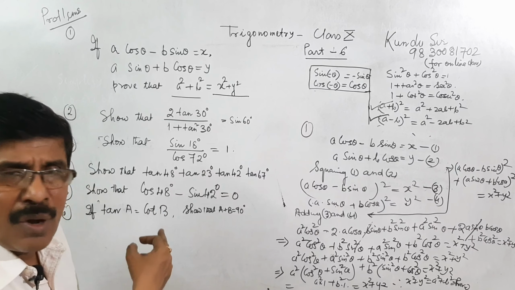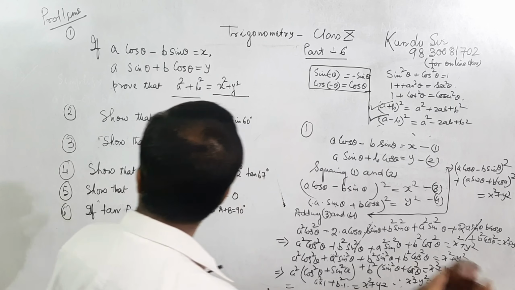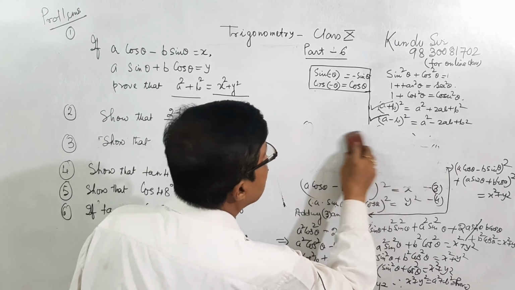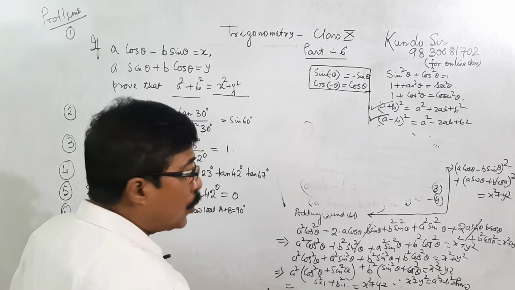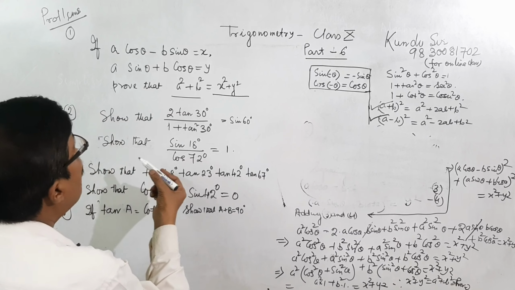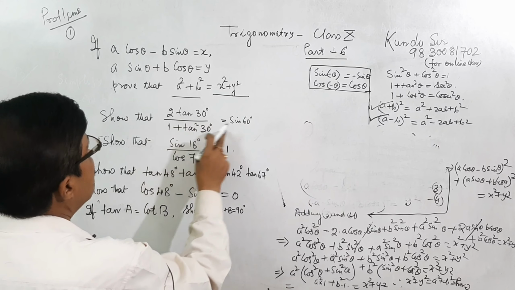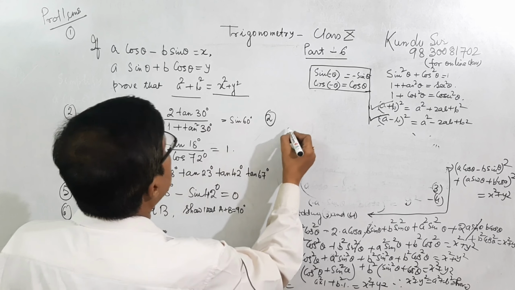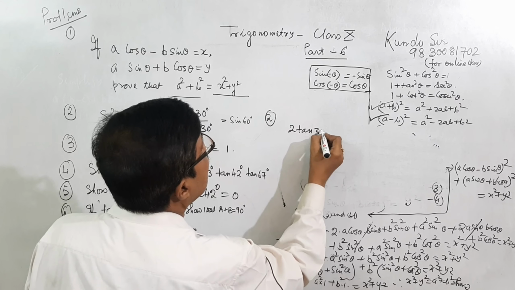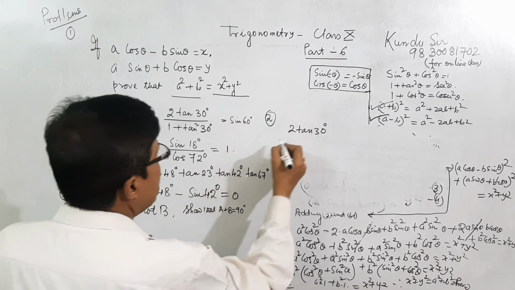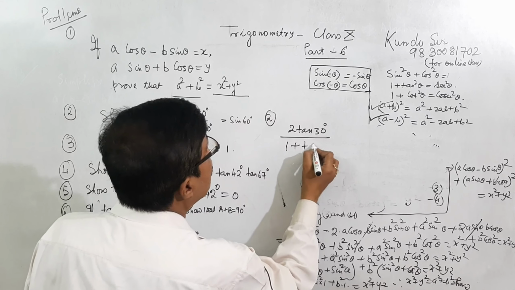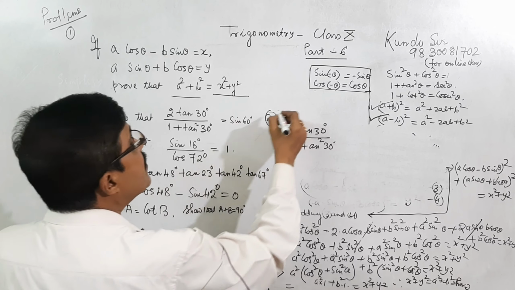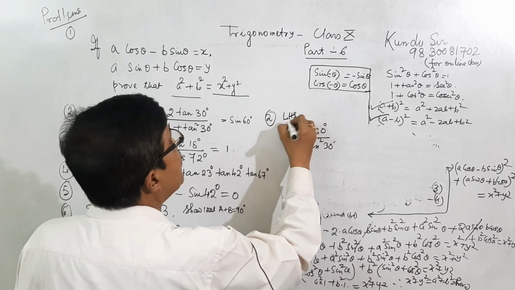Now I am trying to solve problem number 2. I am removing this part and writing problem number 2. What is problem number 2? Show that this by this equal to sin 60. Now problem 2, then 2 tan theta by 1 plus tan square theta. You have to prove it is sin 60. It is the left hand side.